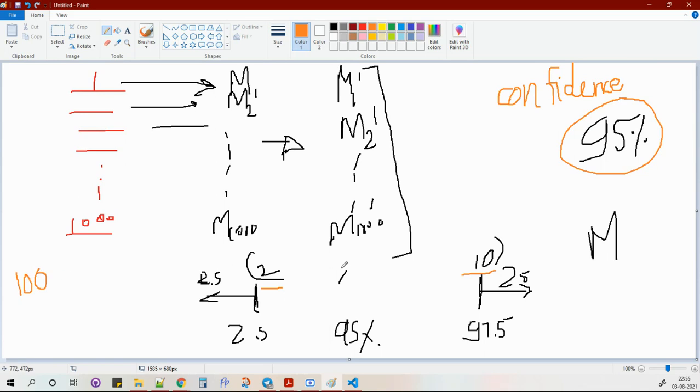Because as we can see now, for the 1 to 2.5 percentile we are not taking, and the 97.5 to 100 we are not taking. So we are excluding 2.5% here and 2.5% there. So there may be 5% of points which may not lie in the interval we have calculated using the 95th percentile technique.